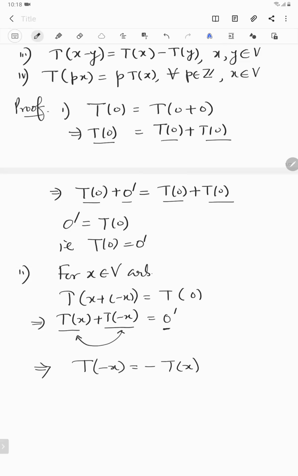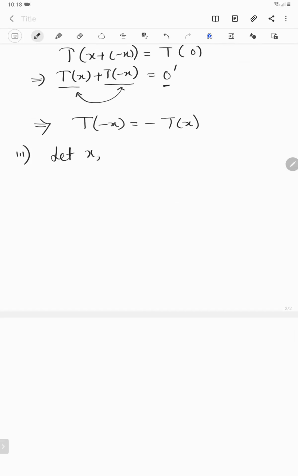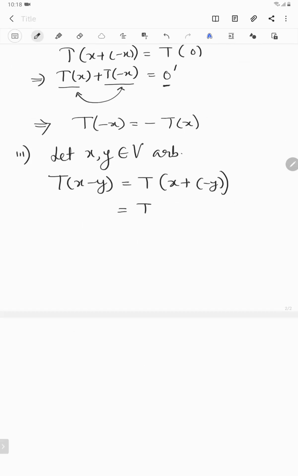Now come to property number three, where we take x and y in V arbitrarily. Then T of x minus y, where x minus y is the representation of x plus minus y. Applying the definition of T, this is equal to T of x plus T of minus y. So this is equal to T of x, and what we proved in property number two, that T of minus y is nothing but minus T of y.